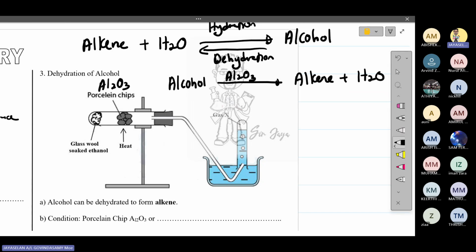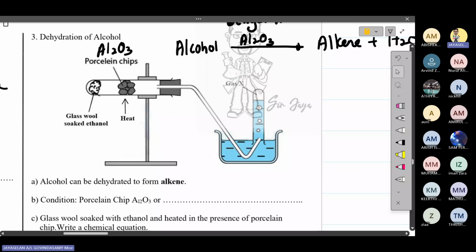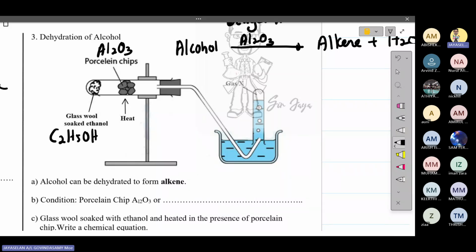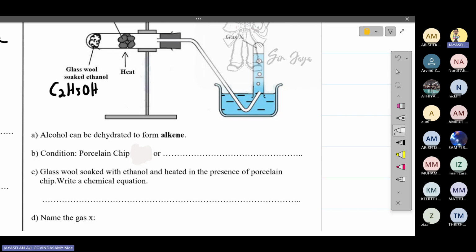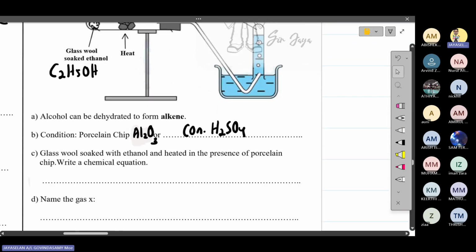Okay, glass wool soaked with ethanol. What is the formula of ethanol? C2H5OH. Got it? This formula is wrong, erase this. Okay, what is the formula of porcelain chip? Al2O3. Got it? Or we can replace or substitute it with concentrated sulfuric acid, because sulfuric acid will seek out water. Okay, how to do this equation?